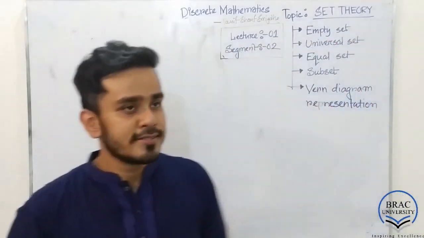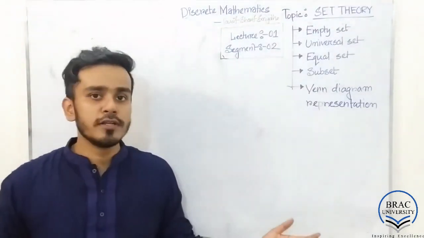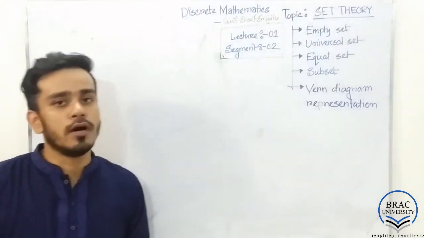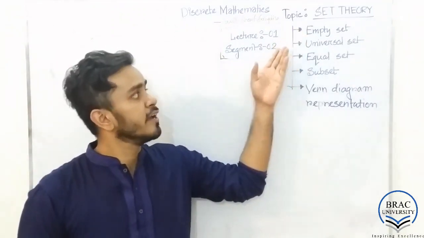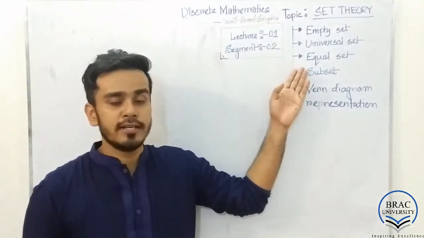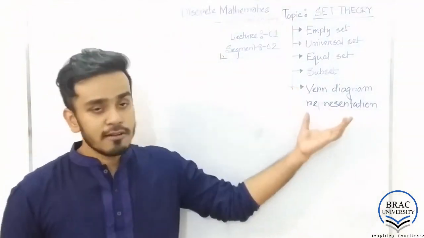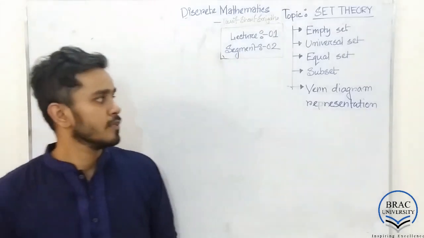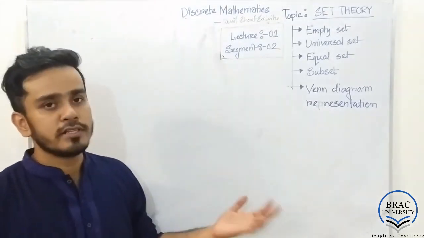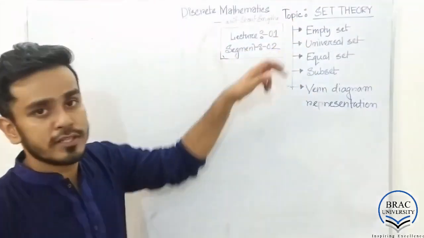This is lecture 1, segment 2. Hope you've all understood the topics of segment 1. In this segment, we'll be studying empty set, universal set, equal set, subset, and at last we'll see the Venn diagram representation of sets. And we must see different types of examples under all of these topics.